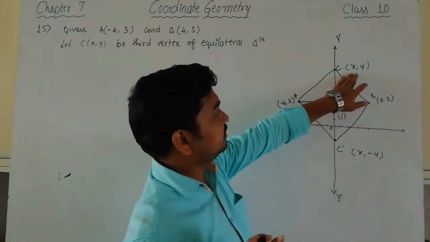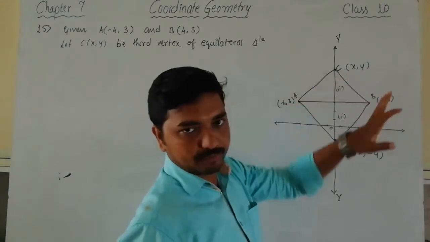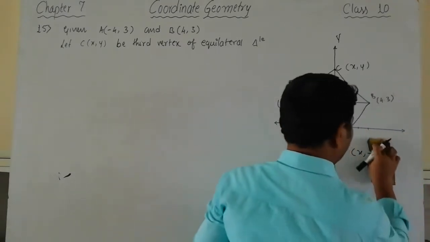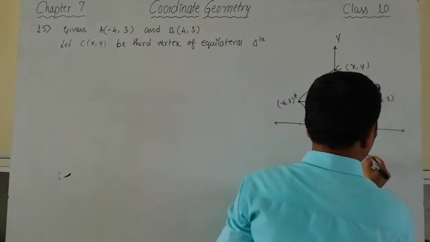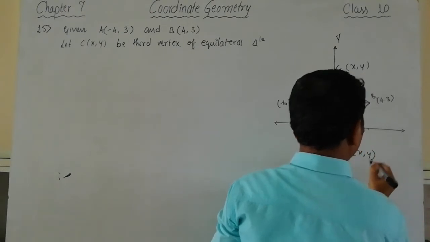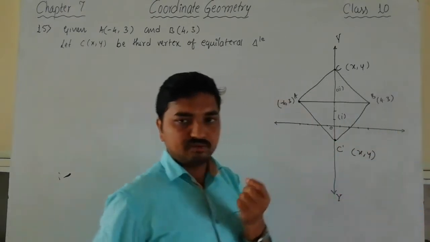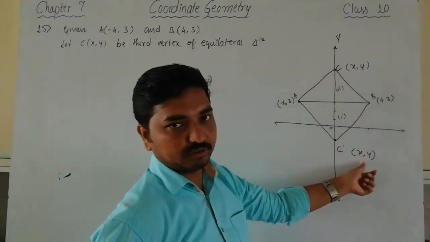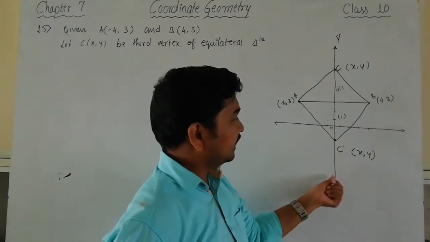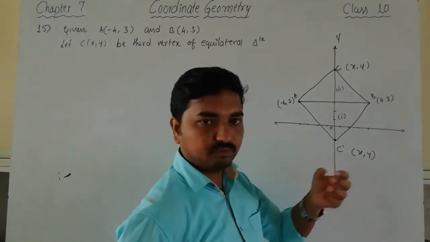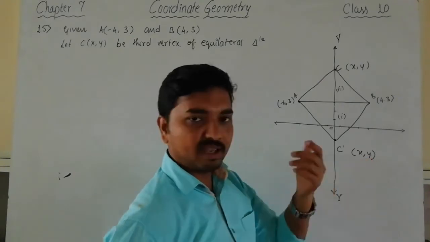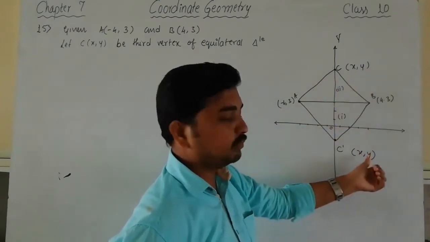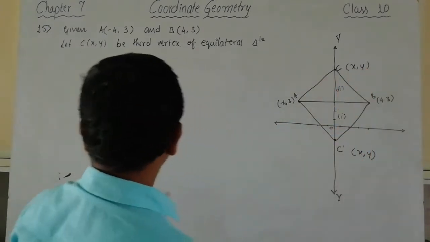First, my intention is to find out what (x, y) is. Then we will get two values for y, one for C and another one for C dash. Here it is present on the negative y-axis, so if y is negative, put it here. If y is positive, you will get one positive and one negative value, so put the positive value here and the negative value here. Now let us begin the solution.